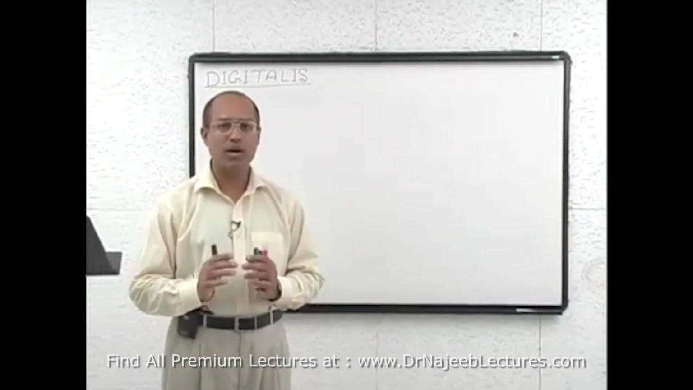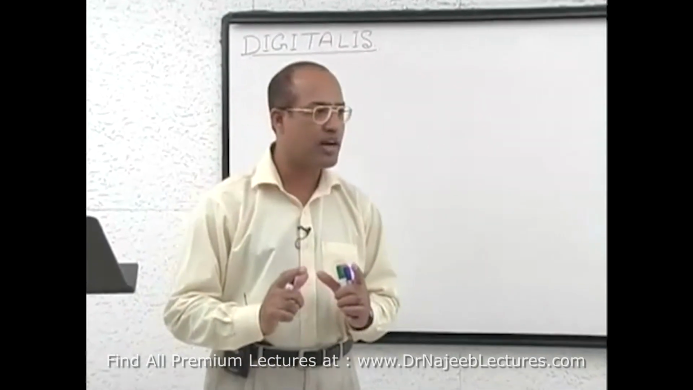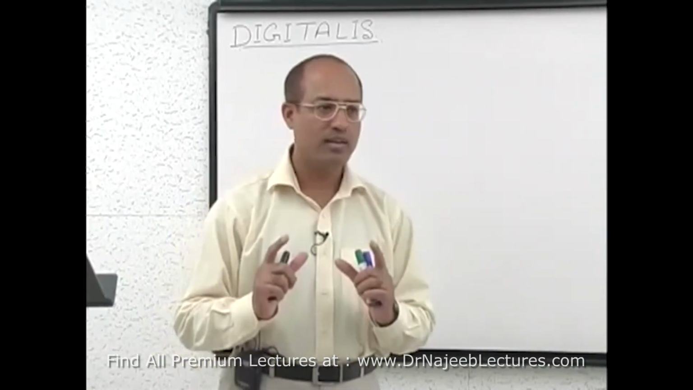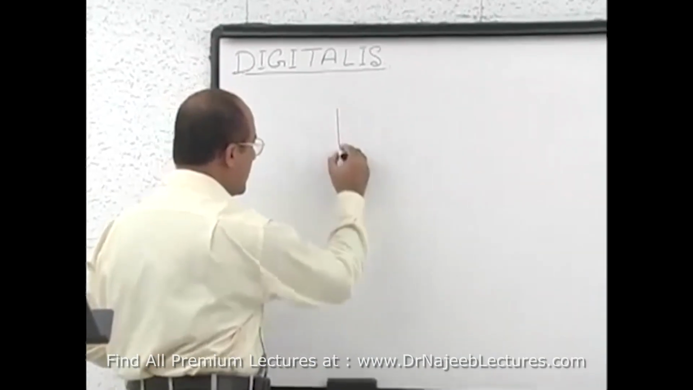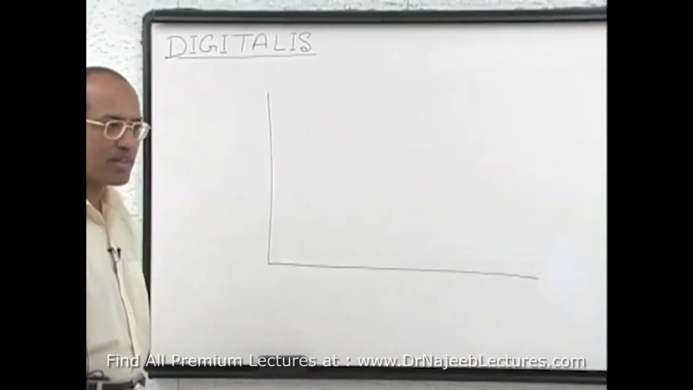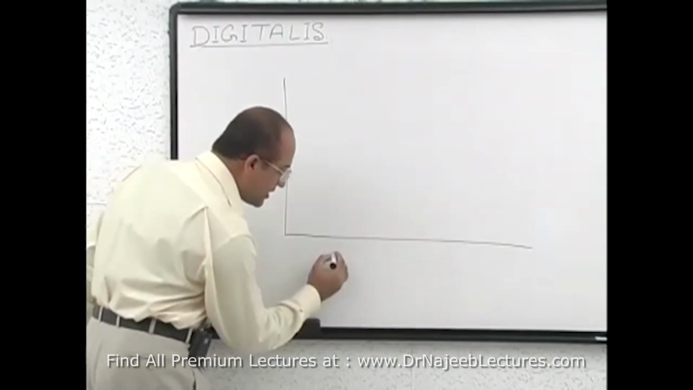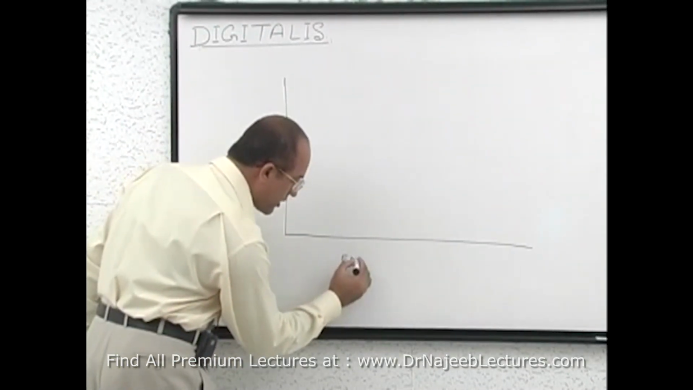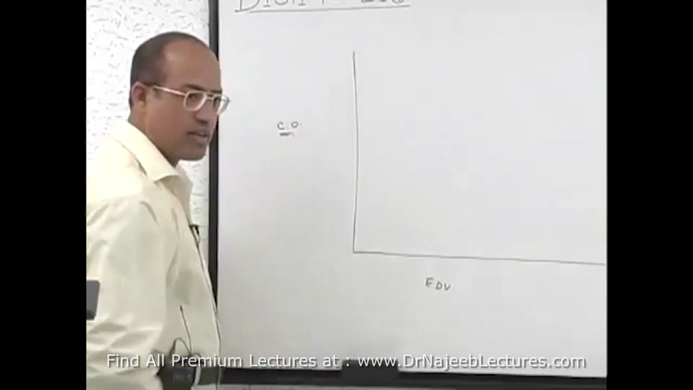Now we will talk about how the hemodynamic parameters are disturbed in heart failure and what is the impact of Digitalis on those hemodynamic parameters. Let's start with the very basic, that is the principles of Starling's law. You know that here is end diastolic volume and here is cardiac output, right?